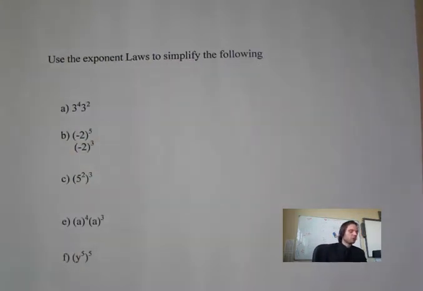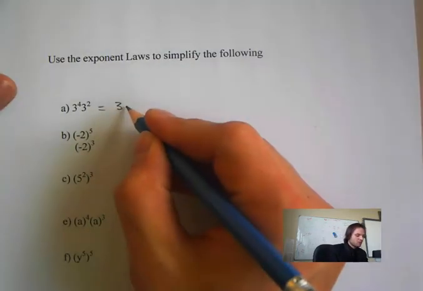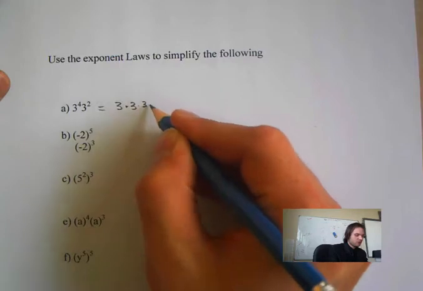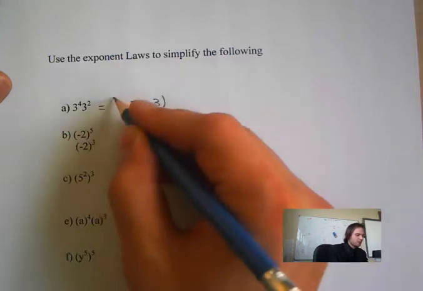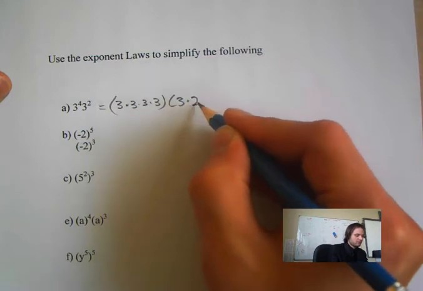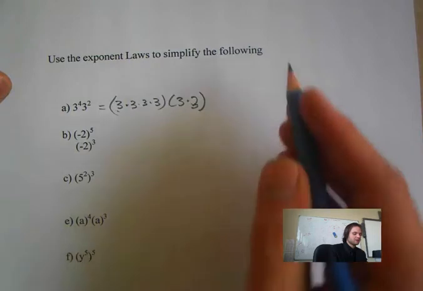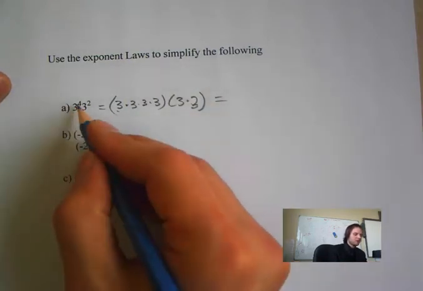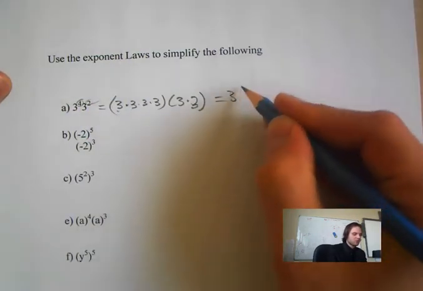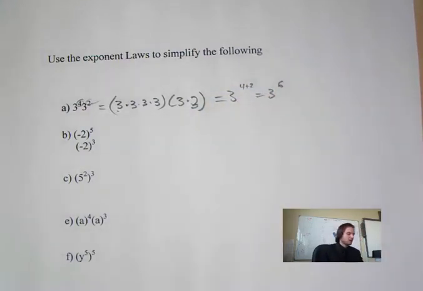So it says use the exponent laws to simplify the following. Well, I look at this here. This is the same as 3 multiplied by 3 multiplied by 3 multiplied by 3 all multiplied by 3 multiplied by 3. Okay? So altogether I have 1, 2, 3, 4, 5, 6. That's 6 3's. How do I get that? I just add these exponents. That's 3 to the 4 plus 2. That's it.